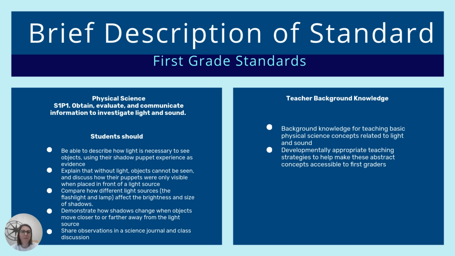And they should be able to demonstrate how shadows change when the distance of an object is changed closer or further from their light source. And students should also share their observations and findings in their science journal and through class discussion. And for this lesson, the teacher needs to have background knowledge in teaching the basic physical science concepts related to light and how to use developmentally appropriate teaching strategies to make these concepts more accessible for first graders.